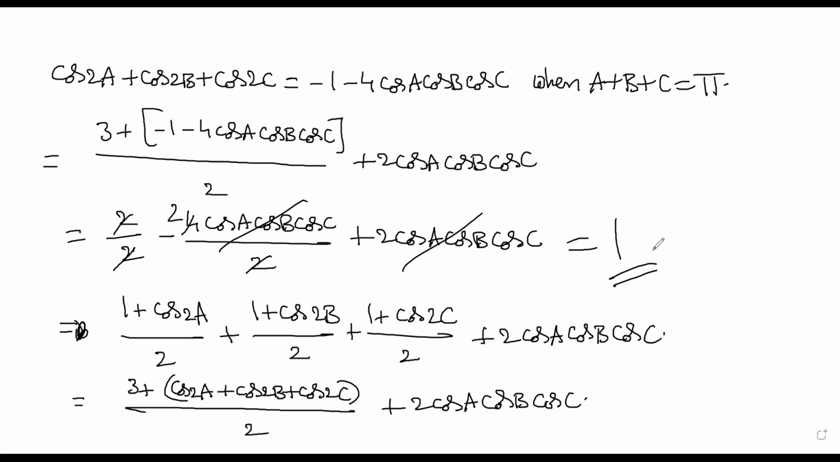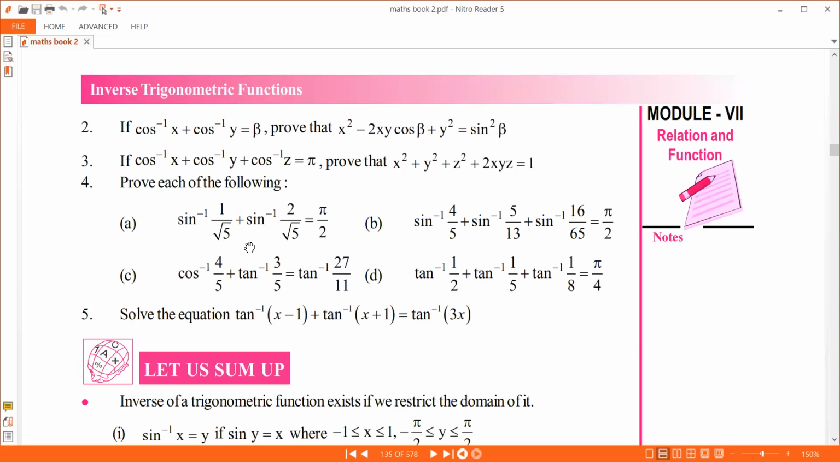Clear, Aditi? Yeah. So this is the problem. The next ones are somewhat easy problems only. With that the chapter we can finish up. So you have to prove each of the following: sin inverse 1 by root 5 plus sin inverse 2 by root 5 is equal to pi by 2. So do that.